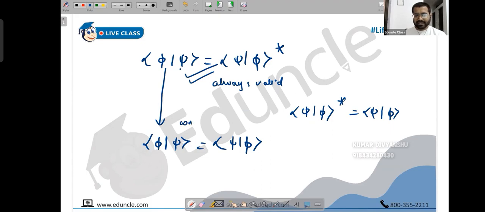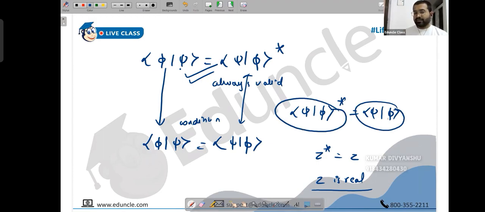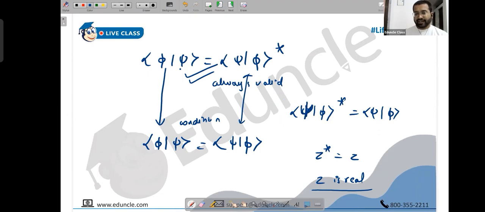So this is always valid. This is the condition you are asking right now, so I just equated this. Basically, Z star is equal to Z when Z is real. So that's important. Actually, listen, more technically, it means Z is real. It means this whole term, the value of psi phi, should be real.